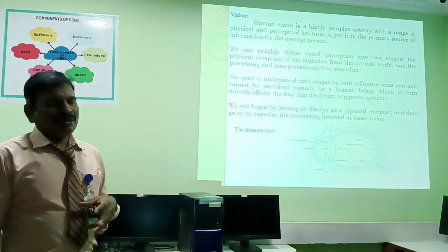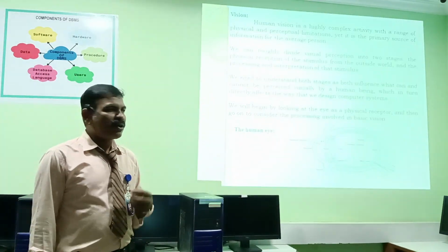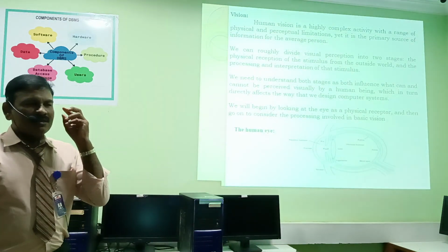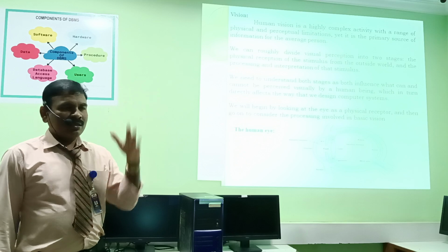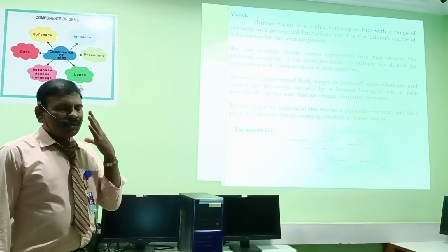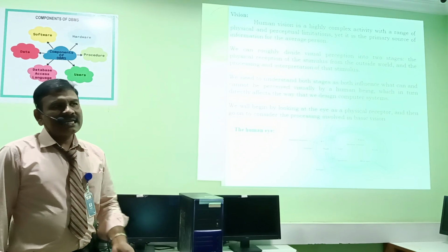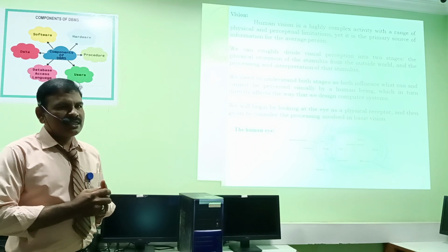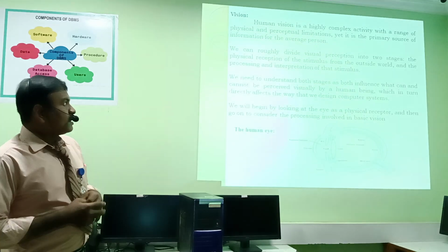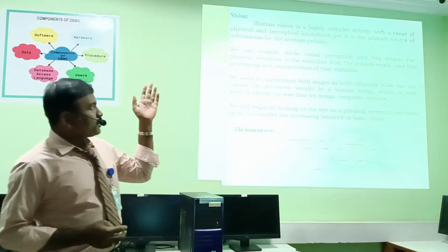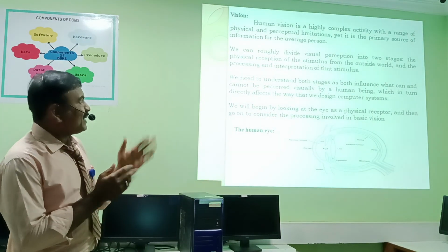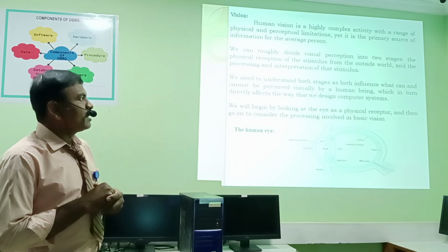Like a vision, sensing. The sensing part is like a lens we are using. See our short and long vision. So the distance of the data we are going to receive has specific limits. Okay, see here the limitations: human vision is a highly complex activity with a range of physical and perceptual limitations.